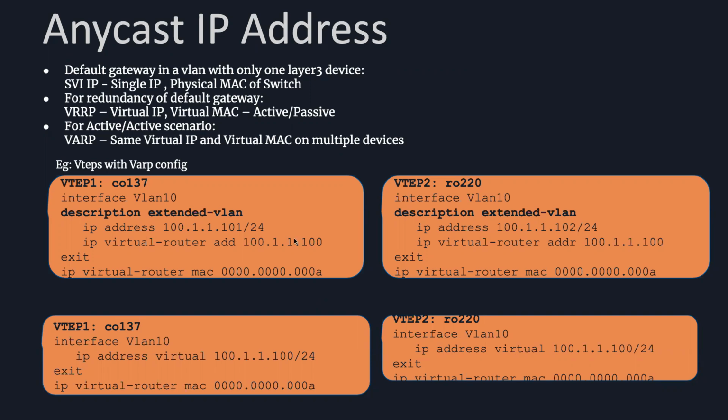If you have not understood this. IP address virtual we configure only with VXLAN, right? Yes, that's right, and we will discuss why. When you are running VXLAN, then only you have to configure IP address virtual.